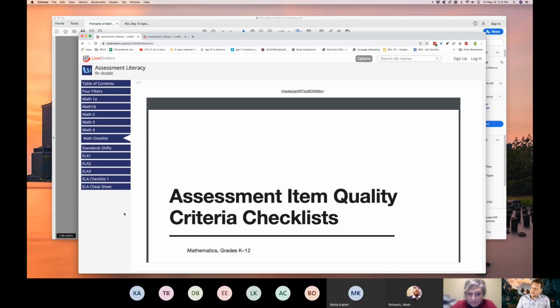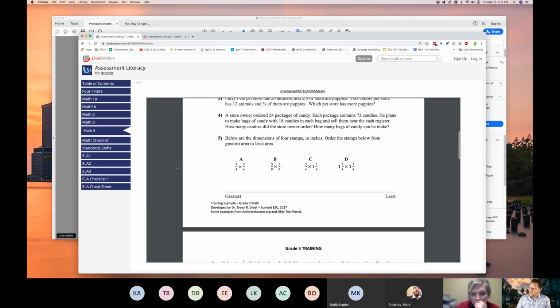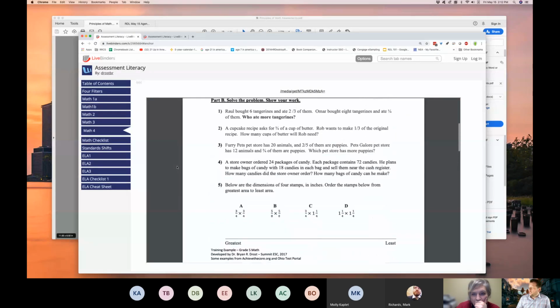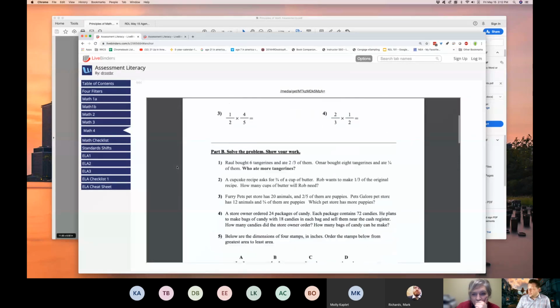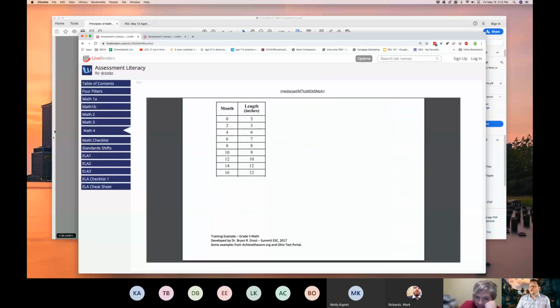All said and done, for our last activity, I'm going to ask everybody to go to the live binder and click on Math 4. When you get to Math 4, you'll see I have 2 math tests here. Example 1 is the whole first page, and then the second test is example 2.